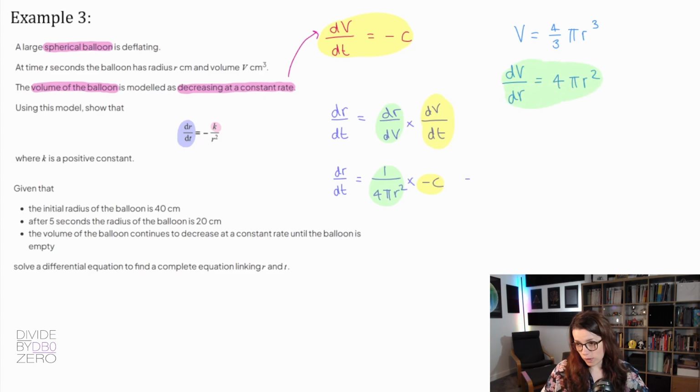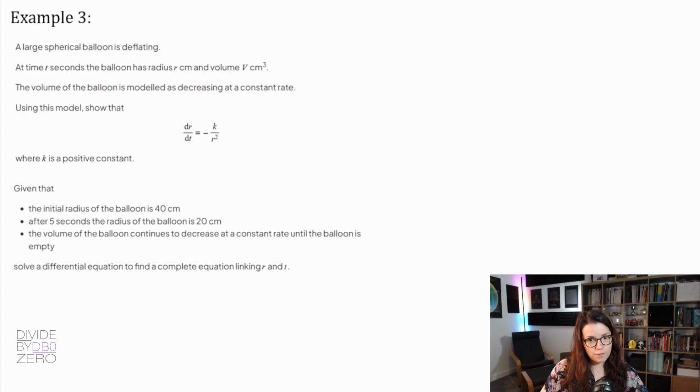Once we have that, we can simplify it a bit by saying that's the same as minus c over 4 pi r squared, which basically looks like the expression that they wanted, but we can make it look even more like that if we change it so that it's minus and then c over 4 pi on the top and r squared on the bottom, because that is minus k over r squared, where k is c over 4 pi. That's it for the first part. For the second part now, we can read the information here.